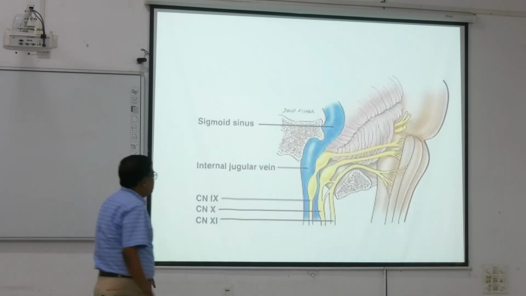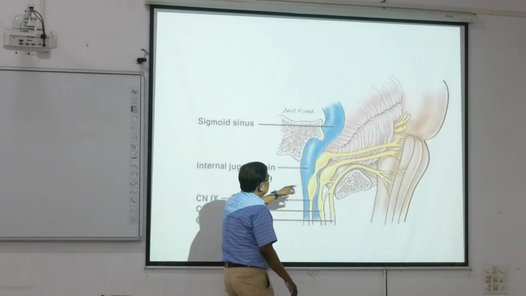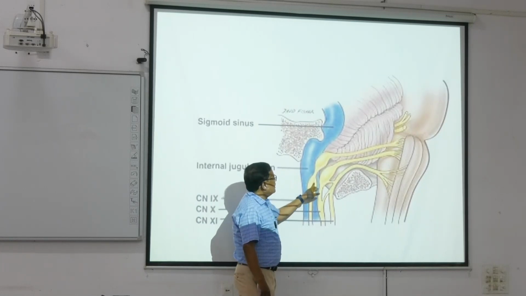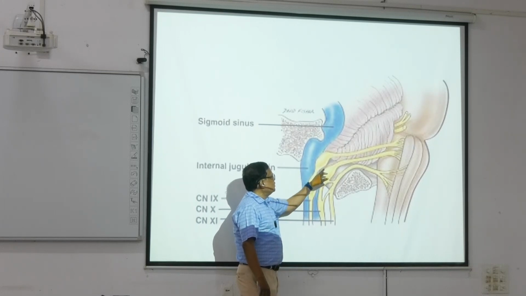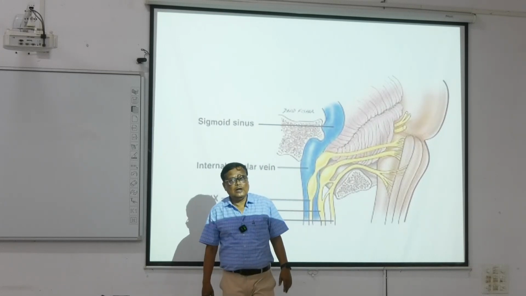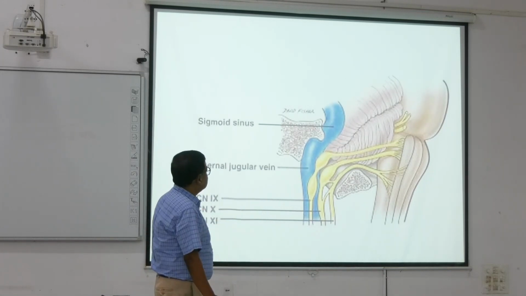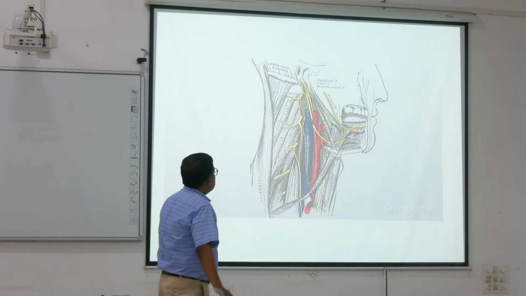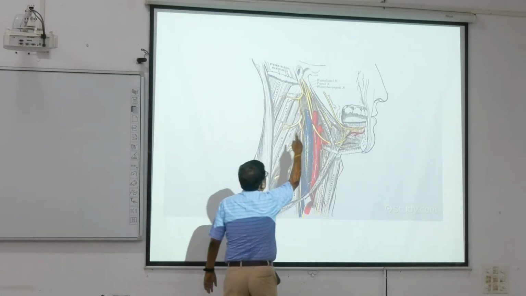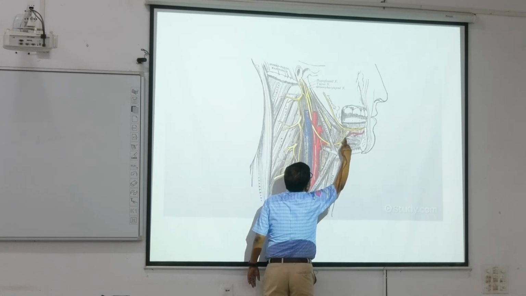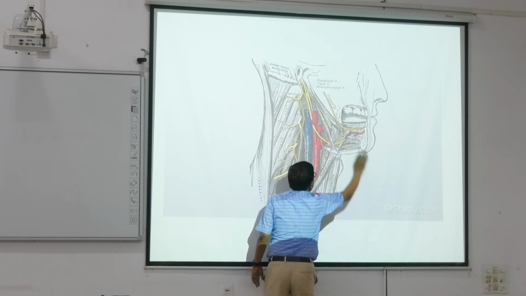It comes out of the brain to the jugular foramen, and there are two swellings called the superior and inferior ganglion of the glossopharyngeal nerve. Then it goes downwards, passing through within the carotid sheath, then courses in this fashion to supply the tongue.